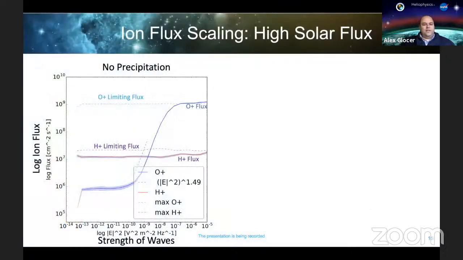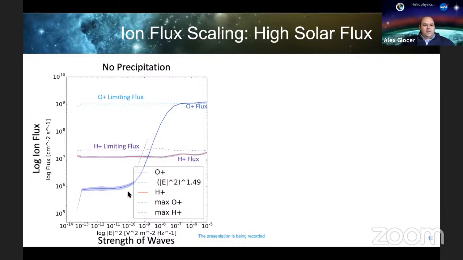So this is one example for solar maximum. On the x-axis, I'm showing the strength of the waves, and on the y-axis, the log of the ion flux. So this is the ion outflow response to different wave powers. I'm showing you the O+ flux in blue and the H+ flux in red. And what you see in this simulation is that you do in fact have a power law relationship in the outflow once the waves exceed a certain threshold value. That type of power law relationship is what we expect from the empirical relationships that were published before.